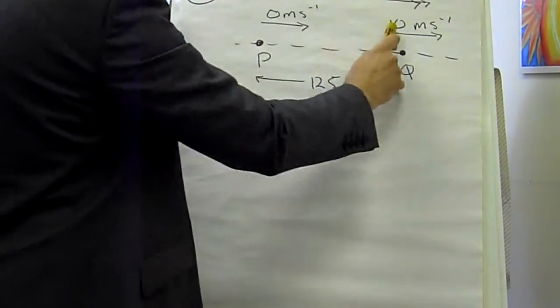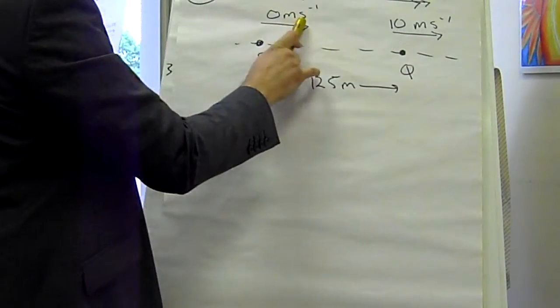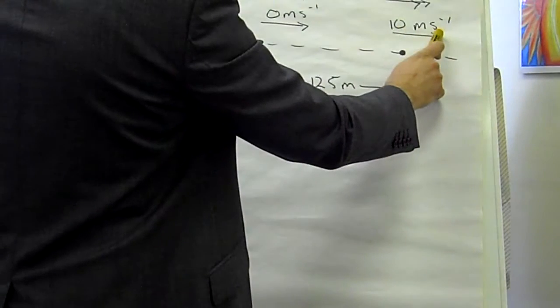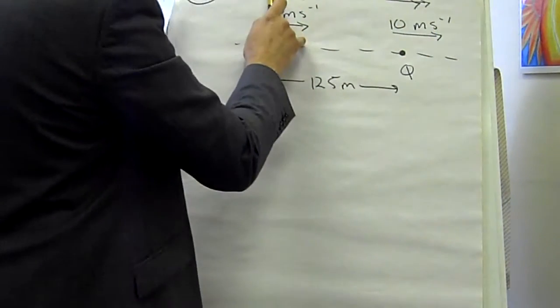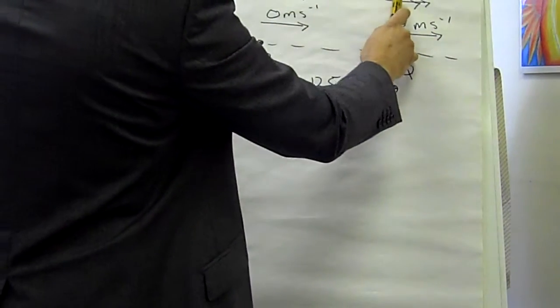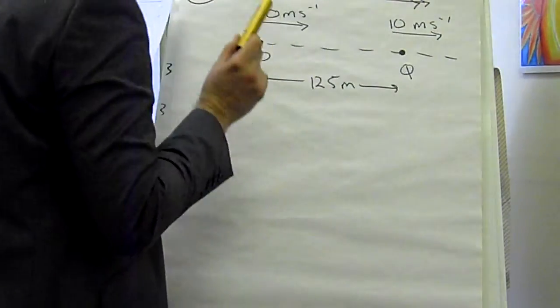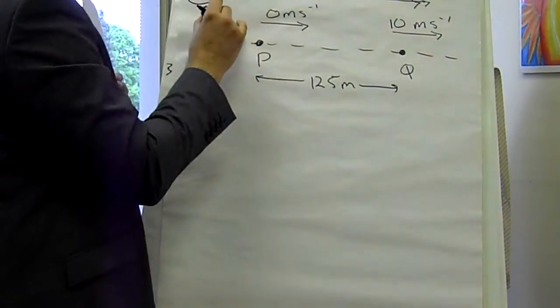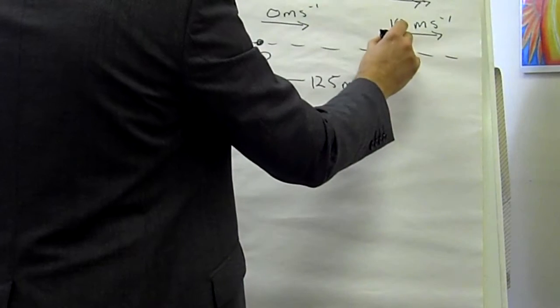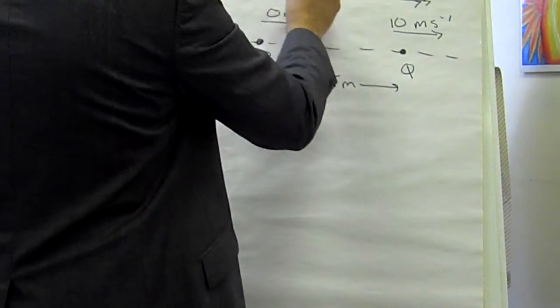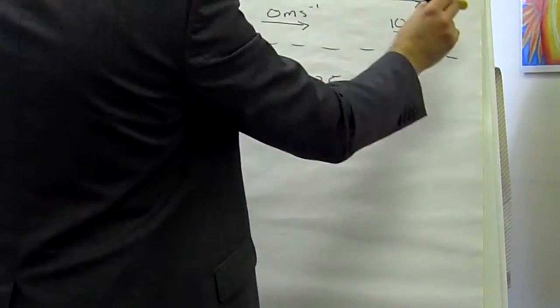So both objects are moving in the same direction. This one begins at rest, this one begins with a velocity of 10 meters per second. This one is accelerating and this one is travelling at constant velocity. So clearly what will eventually happen is this particle is going to catch up with this particle when its velocity is fast enough, and then it will overtake it.